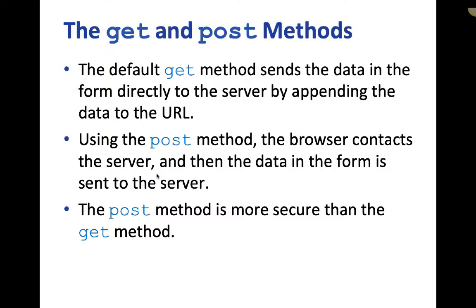Forms can have two different methods. One is called a get and one is called a post. The get method sends the data from the form by appending it to the URL. So it can be very messy and it's not a great way to hide information. The post method contacts the server from the browser, and then the server tells it how to handle that information.